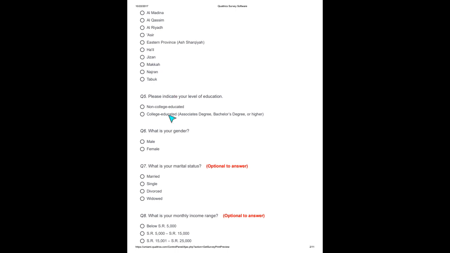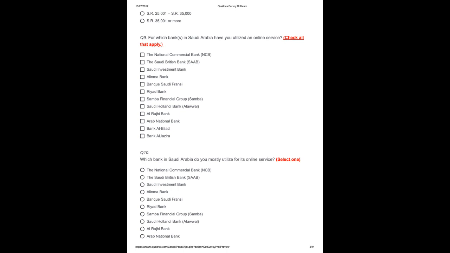Please indicate your level of education. This is of course very important, because we have the technical knowledge part, which is the gap in here. And this one may be affected by the level of knowledge. Non-college educated, we separated it briefly: do you have a university or college degree and so on? College educated, whether bachelor's or higher. What is your gender? Your marital status, the income that you get monthly or annually as needed.